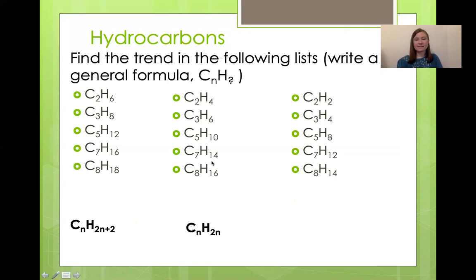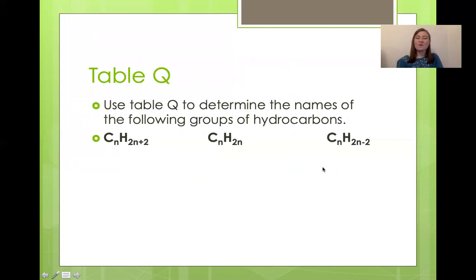For the middle list, we can write our formula as CNH2N. For the last list, we've got exactly 2 fewer hydrogens for all of these. So this would be CNH2N minus 2. So if we look, for example, at the last one, when N is 8, H would be 2 times 8, that's 16, minus 2 is 14. Good.